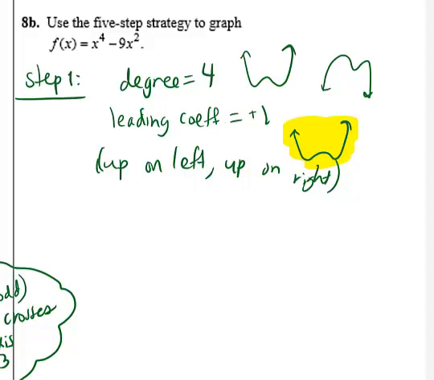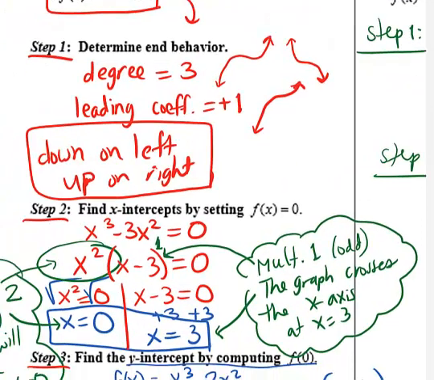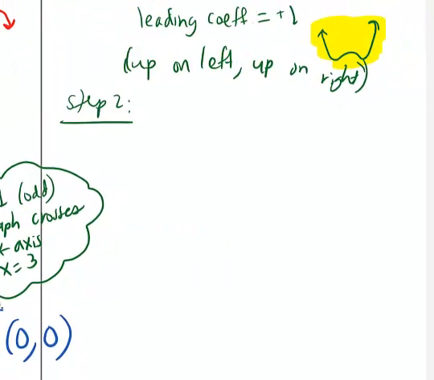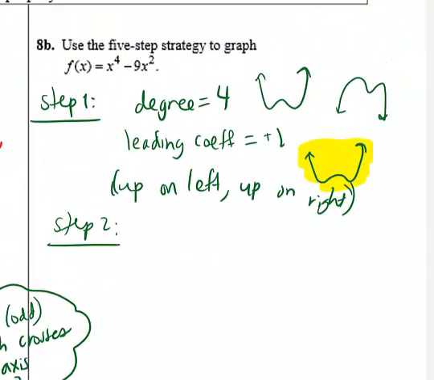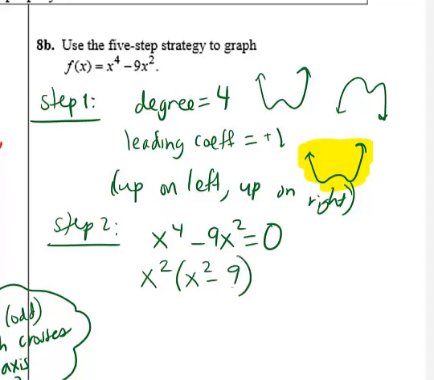Okay. Sounds good. And then what was step 2? I think that was the x-intercepts. Yeah, x-intercepts, okay. Well, now I'm going to find the x-intercepts by setting the function equal to 0. X to the 4th minus 9x squared equals 0. So if I want to factor this, I can factor an x squared out. If I do, I'll be left with x squared minus 9.